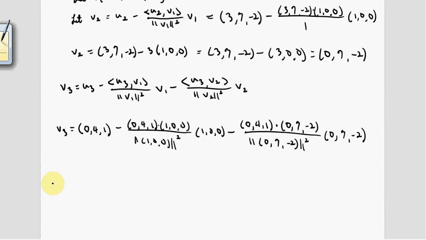So now we simplify this. 0, 4, 1, minus. You do the dot product here, just get 0, right? Now, it doesn't always happen. You don't make a church out of that, but it's just for this problem we get 0, right? You know what I mean? Don't make a church out of it.